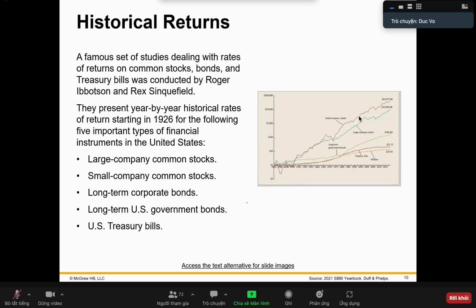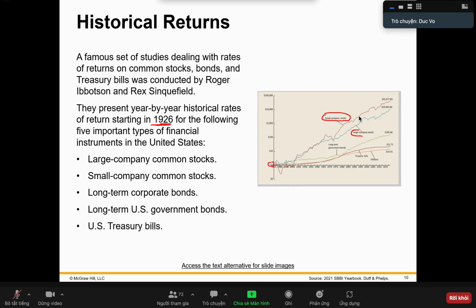When you look at the market over the past 100 years, and I don't care about it because for this study they consider up to 1926, so almost 100 years ago. What you will see is, if you put more money in the small company stock, you earn the most, right? If you start with $1 100 years ago, now you have about 42,000.